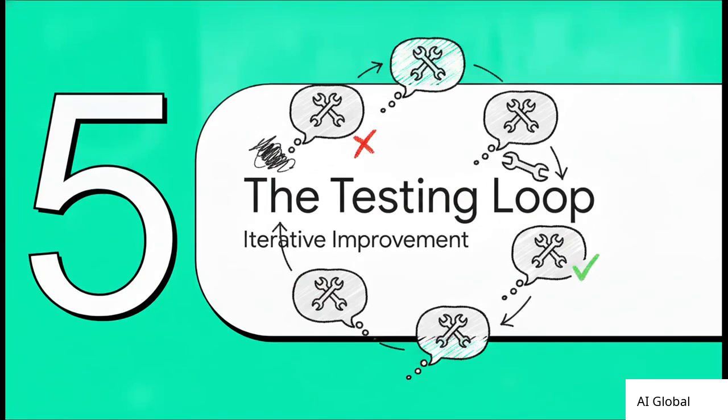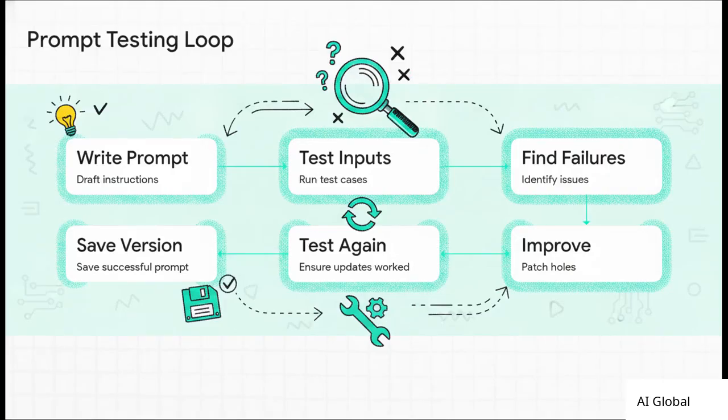Section 5. The prompt testing loop. Now, even with all these amazing rules, things won't be perfect on the very first try. A professional never just writes one single prompt, hits enter, and blindly assumes it's flawless. Prompt engineering is deeply, deeply iterative. You have to walk through these exact 6 steps to establish a reliable testing loop.